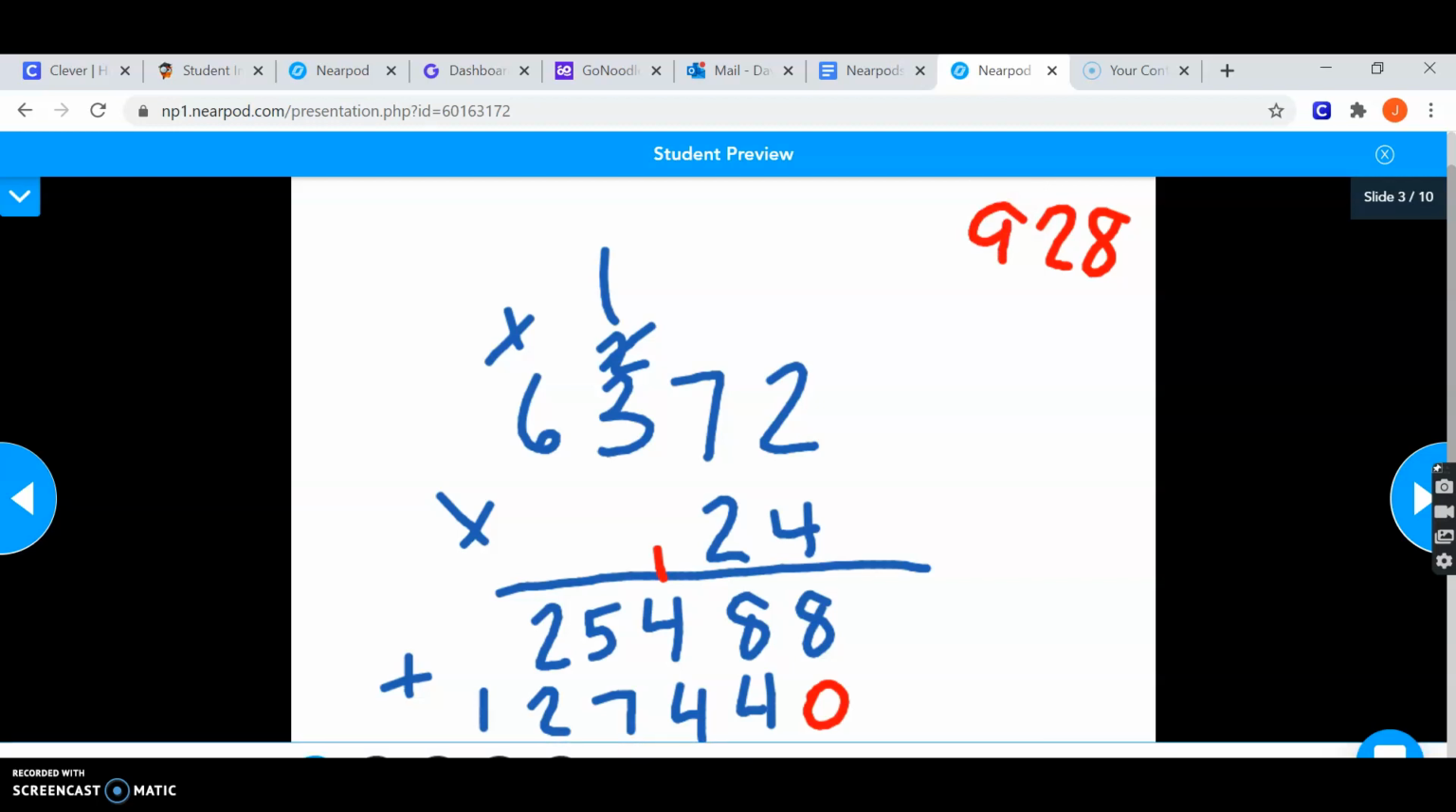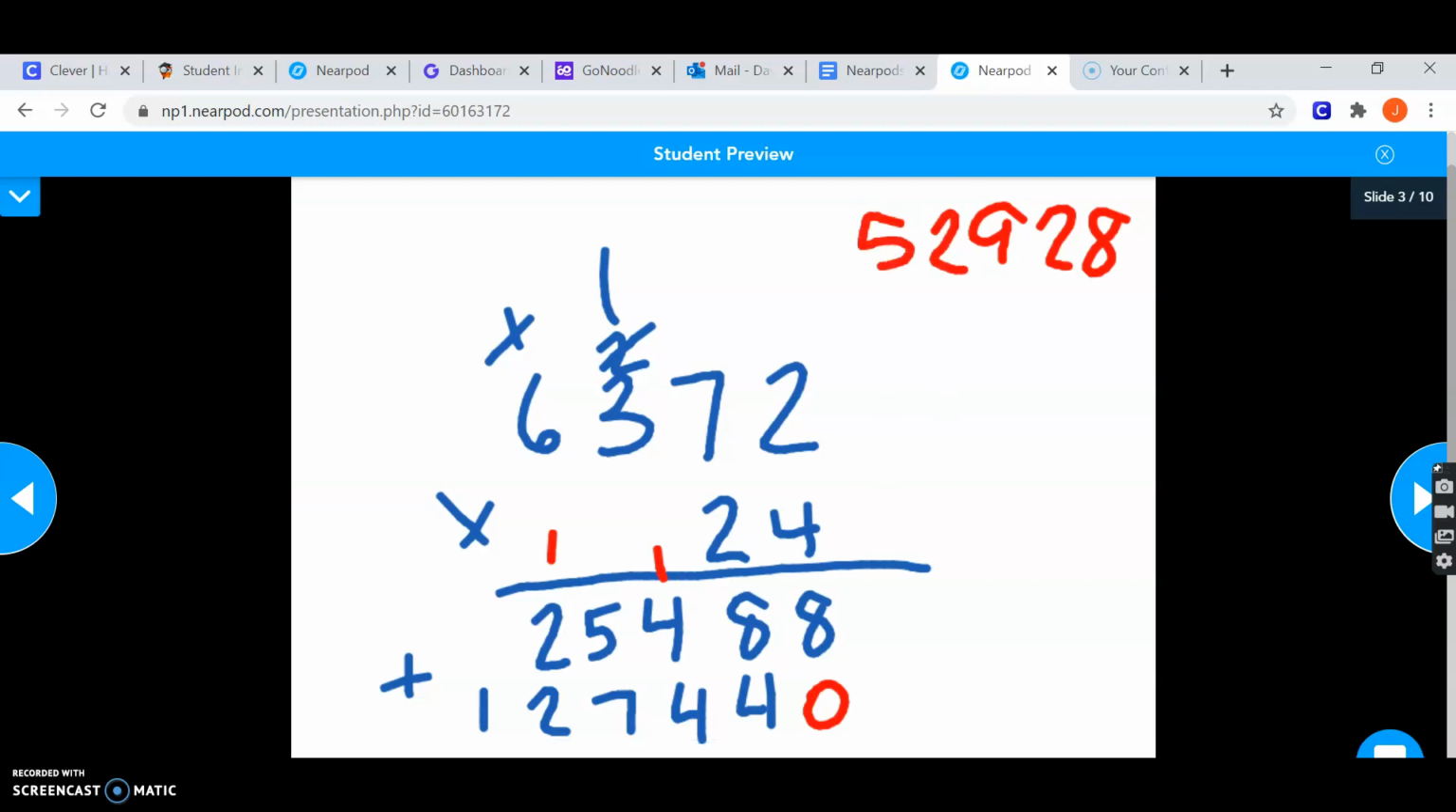5 plus 7 is 12. Regroup that 1. 2 plus 2 is 4, plus 1 more is 5, and 1 plus nothing is 1. So then we're going to go ahead and count in 3 digits and add our comma, and our answer is 152,928.